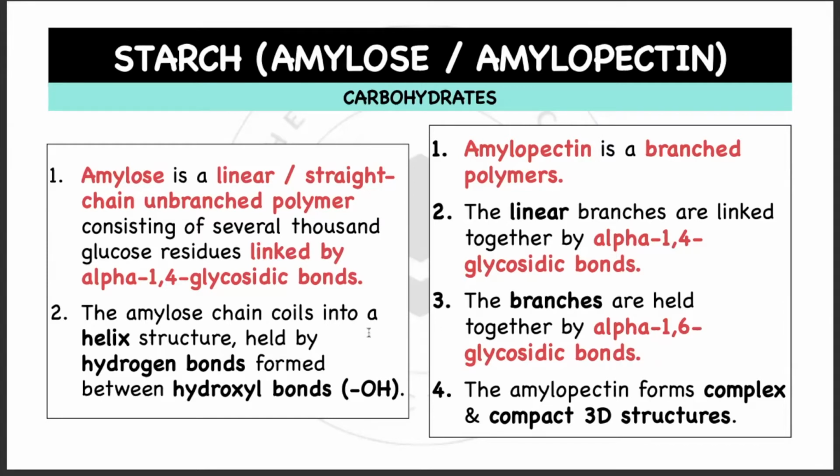Now, for amylose chain, they will actually coil, take note, they will actually coil into a helix structure. So, like, you see those strands of DNA, those are helix structure, okay? And they are held by hydrogen bonds. When they form the helix structure, they are held by hydrogen bonds formed between the hydroxyl groups. And for amylopectin, they form a complex and compact 3D structure.